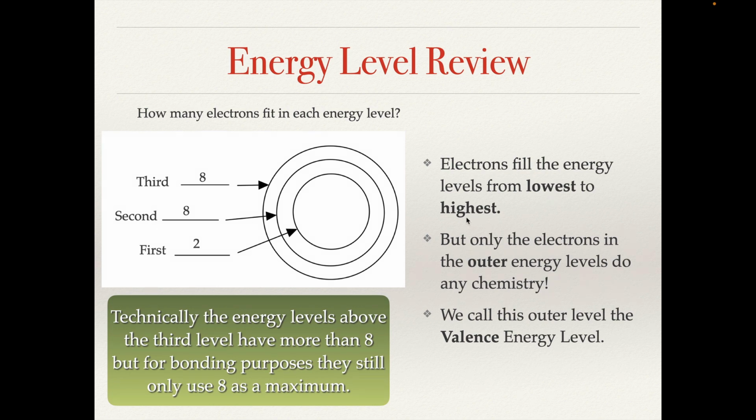And for our purposes, we really only care about those outer energy levels because they're the ones that do the chemistry. Okay, we call that outer energy level the valence energy level. All right. Now, above 3 energy levels, there are more electrons than 8, but because of the way they organize, we still always pattern everything out, basing things on 8.